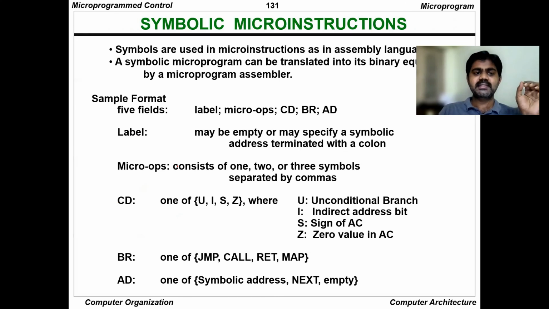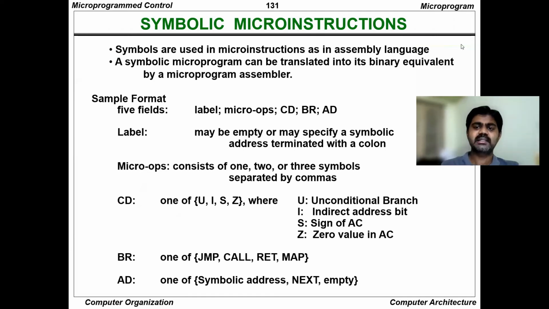Okay, so the next is symbolic micro instructions. What are symbolic micro instructions? Symbols are used in micro instructions as in assembly language. The main purpose of symbolic micro instructions is that they are translated into their binary equivalent by a microprogram assembler.